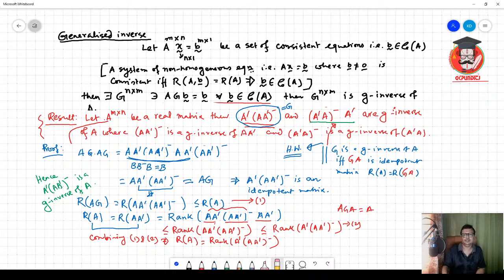Orunima, see, I proved just this part: A prime A prime inverse, G inverse is a G inverse of A. I just proved this portion, okay? But your assignment is you need to prove this also, another G inverse of A prime A, G inverse of A prime, is a G inverse of A. This is your homework portion. So this is the hint. Okay, use this result for proving this is a G inverse of A. Clear? Please tell me.